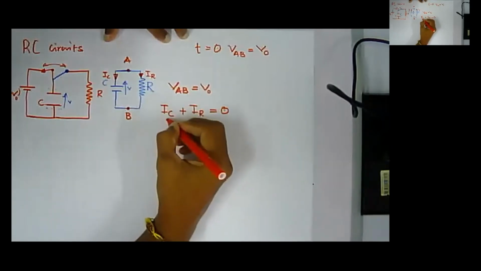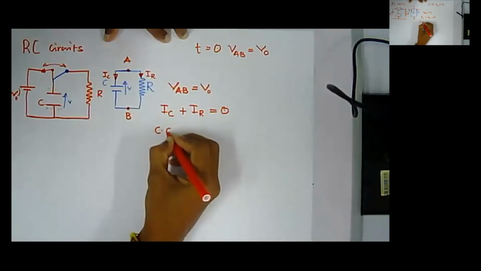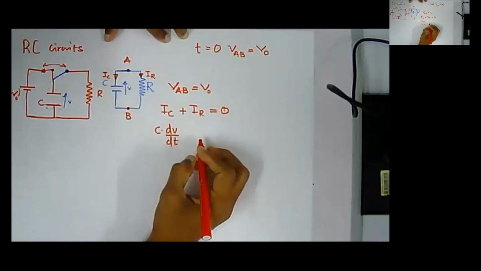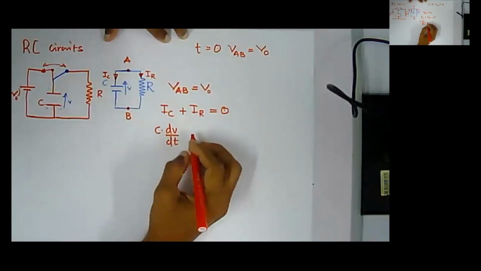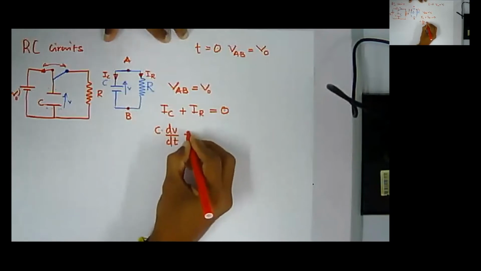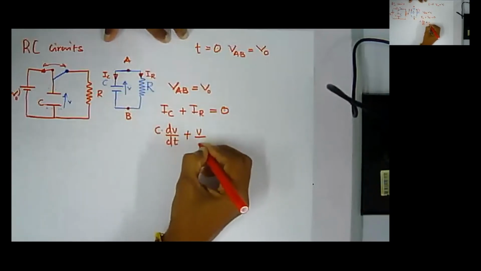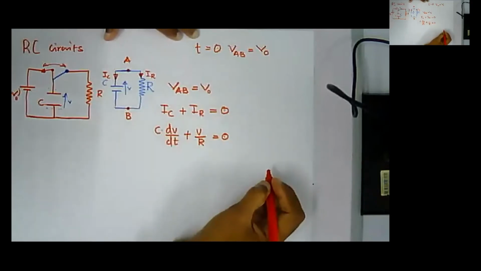What is the current through the capacitor? We have already seen that. The current through the capacitor can be written as C times dV by dt, plus the current through the resistance, which is V by R, which is equal to 0.